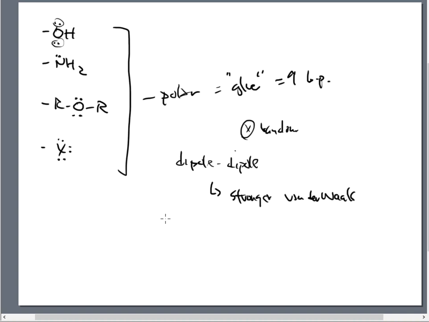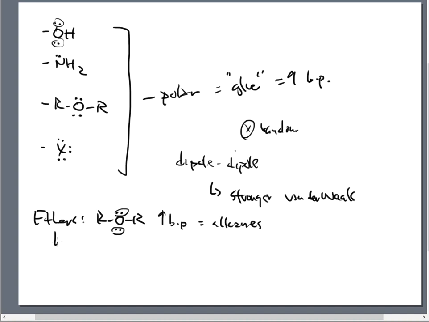Let's first talk about ethers. Okay, so with ethers, ROR. Ethers have higher boiling points than alkanes. Okay, we know that. We expect that, right? And the reason is because of those sets of electrons that are right here.